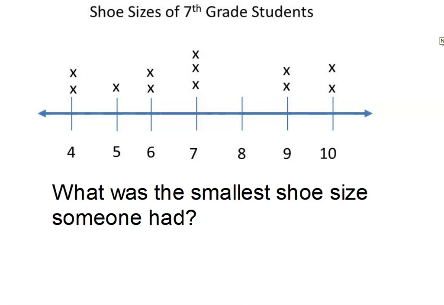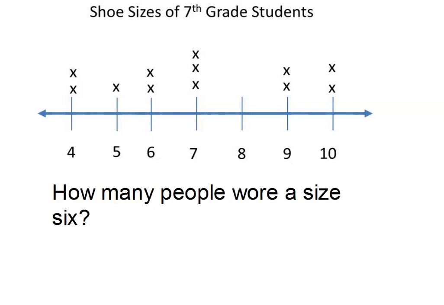If you look at this one, you notice it says shoe sizes of 7th grade students. And then you have the graph, and notice the graph did not start at 0 on this one. So when it asked me what was the smallest shoe size someone had, I need first off to make sure that there's an X above it, that someone actually had it, and that would be a 4 in this case. Try this one out. How many people wore a size 6? Okay, so I'm going to go find the size 6 shoe. I'm going above it, X.